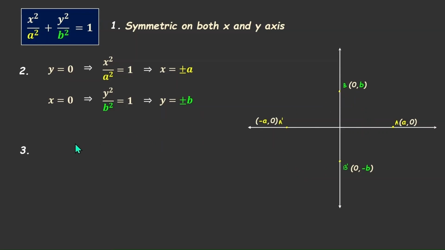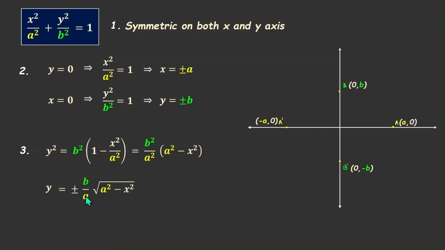So the third thing we'll notice is that let's take y in terms of just x. So we'll get y square is equal to b square into 1 minus x square by a square, which is equal to b square by a square into a square minus x square. And let's take the square root on both sides. So we get y is equal to plus minus b divided by a into root of a square minus x square, which means that inside the square root this should be positive. So x should be between a and minus a. So we got the limit of x.